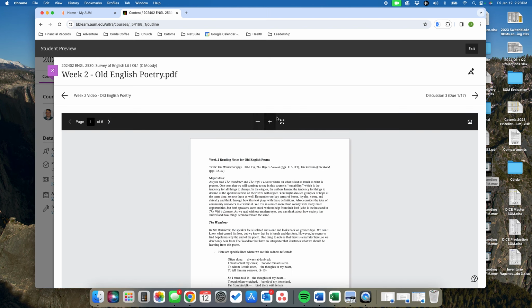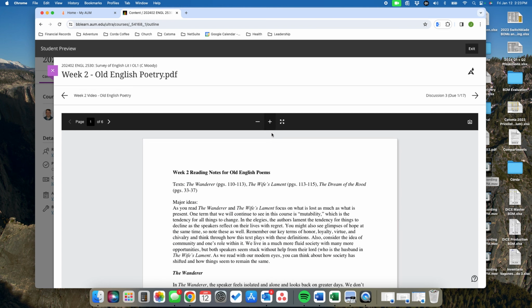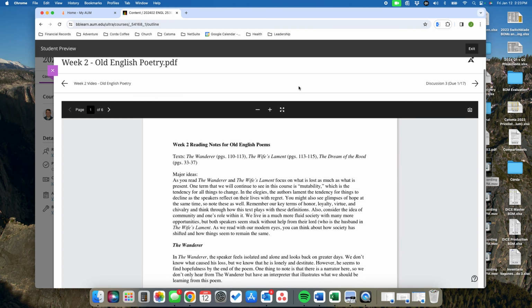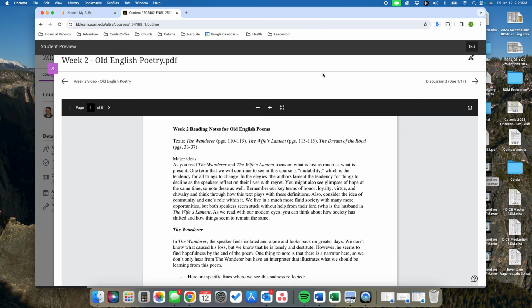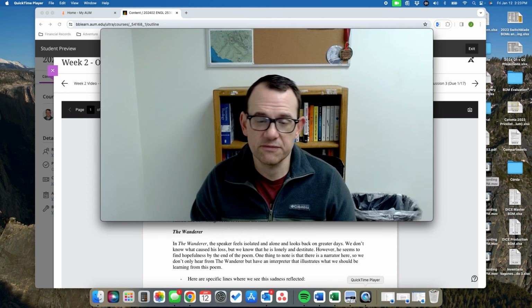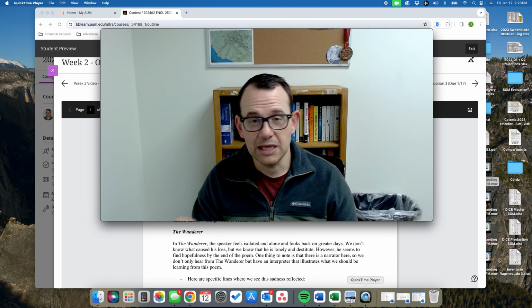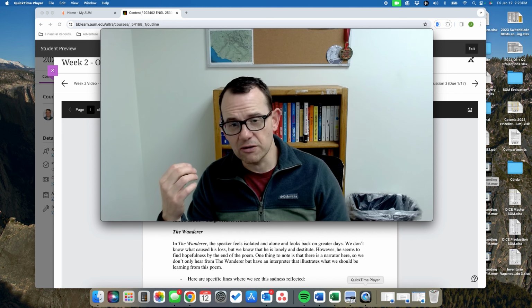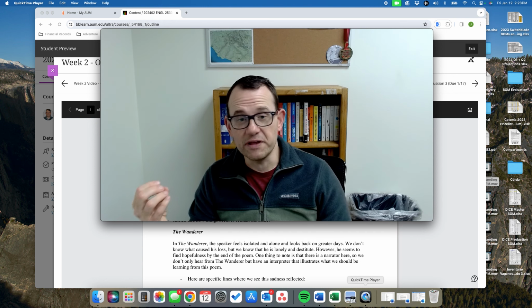I'm going to walk real quickly through the first two poems, which are The Wanderer and The Wife's Lament. Now, I'm not going to read these reading notes to you. They're here for you to read. But there are a couple of key things to look at. One is this idea of mutability, which is the tendency for everything to change. And in these two poems, they are lamenting what they used to have.